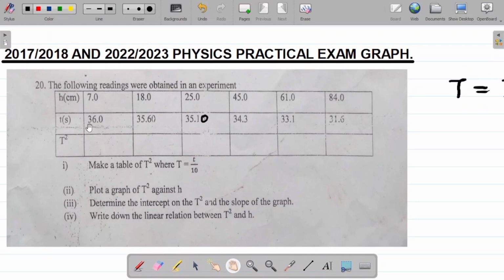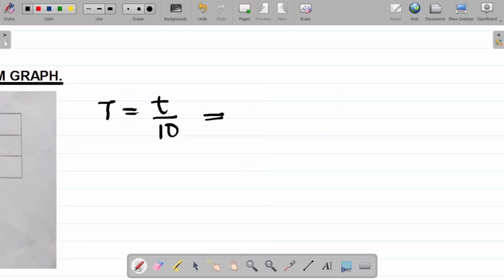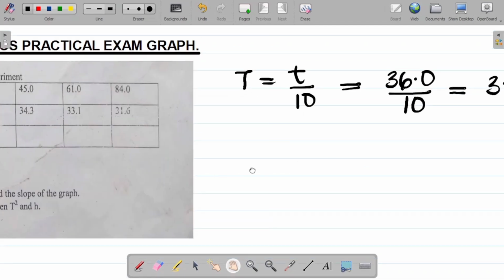The first one I have there is 36.0. Divide this by 10. Please, this should be done on your rough section, right? That will give you 3.6, of course in seconds. For now, we're not considering the SI unit. So I have 3.60 as my answer, or 3.6. Let's look at the next one there.